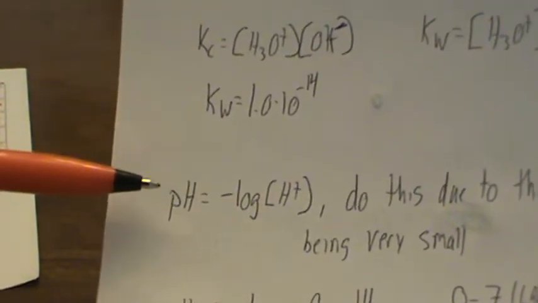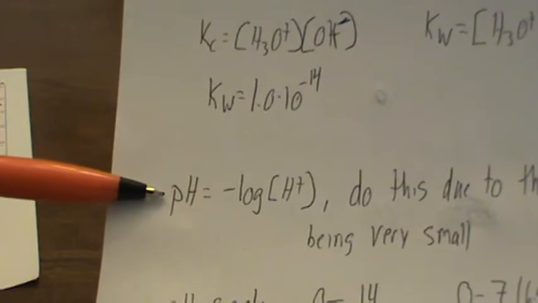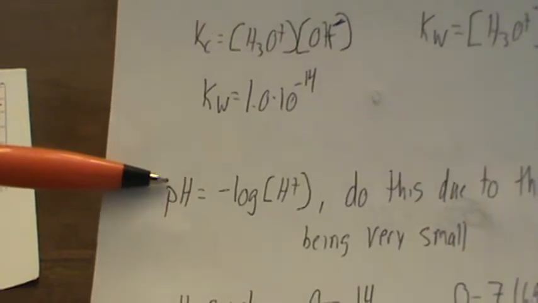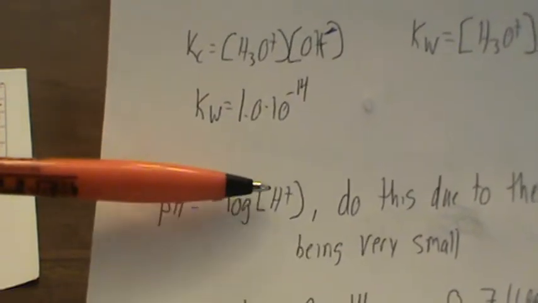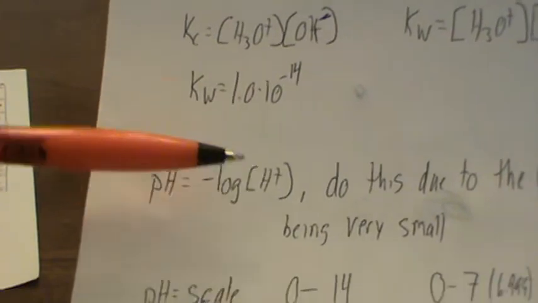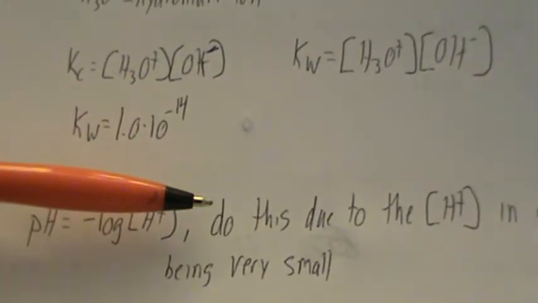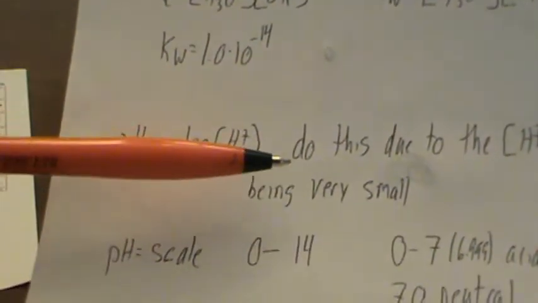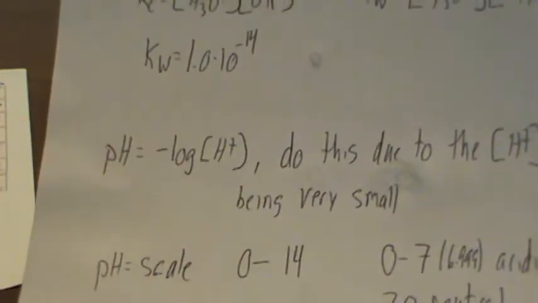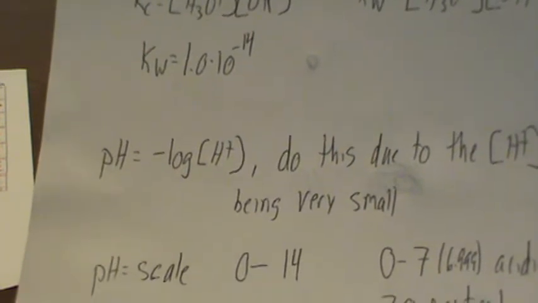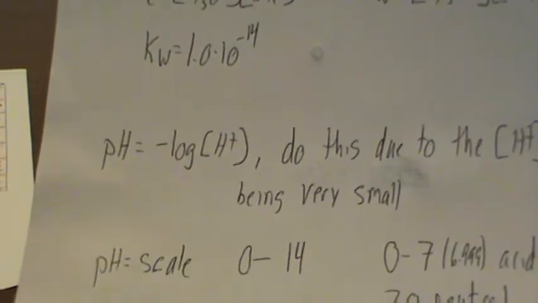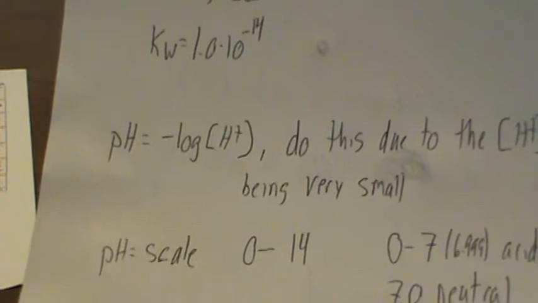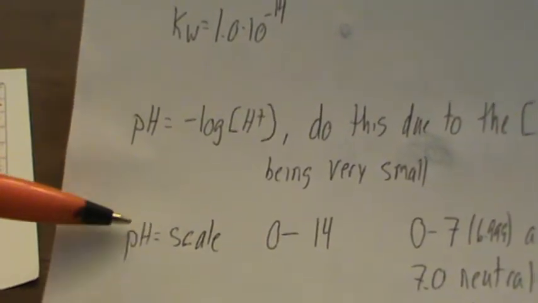With acids and bases, a lot of times we talk about what is the pH. Okay, so what is the pH? Well, the way that we find it is we take the negative log of the hydrogen ion concentration. And we do this due to the hydrogen ion concentration in aqueous solution being very small. It gives us a number that we can kind of work with and visualize than dealing with very, very small numbers.